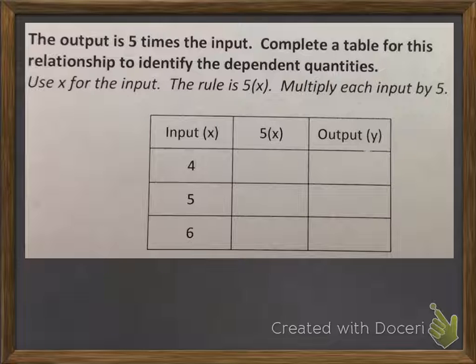The first input value that we are given is 4. Now the input value is x, so we're going to do 5 times x. In this case, it will be 5 times 4 to get the output, which is 20. Go ahead and solve the other two on your own, and we will check together in class tomorrow.